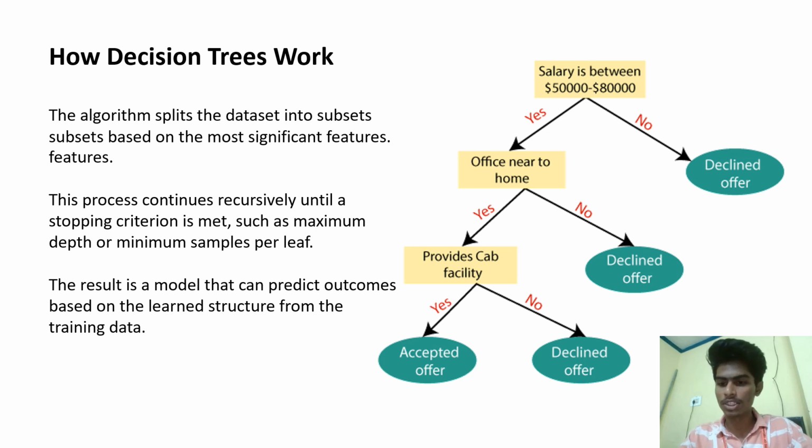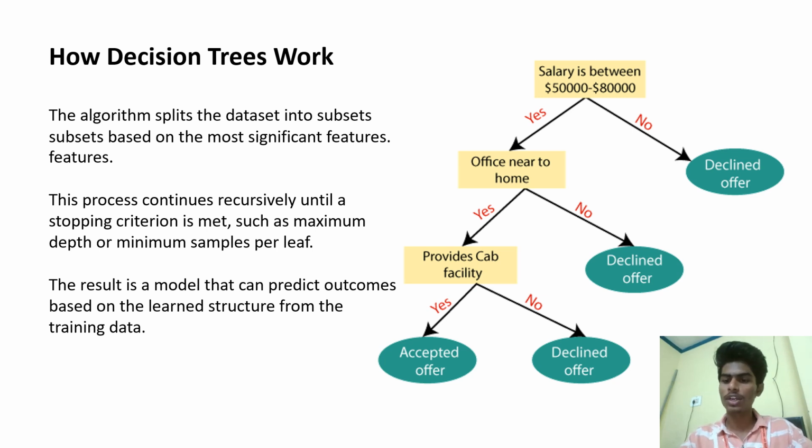If the salary is between $50,000 and $80,000, then it will go to yes. And here we can see another decision node: office near to home. If the office is near to home, it will be easy for him, so it will go to yes and check another decision: provides cab facility. If it provides cab facility, we will accept the offer, or else we will decline the offer.